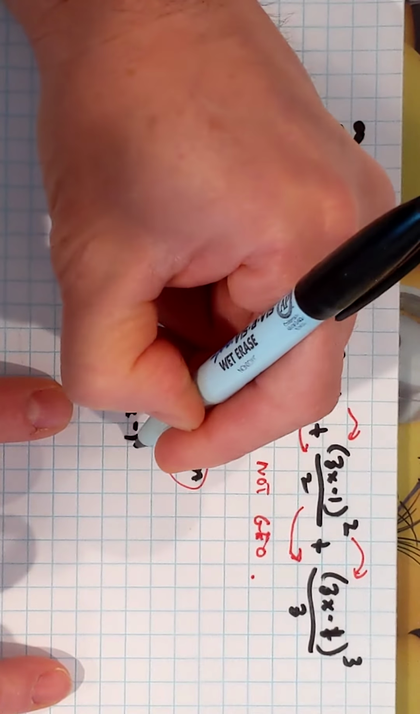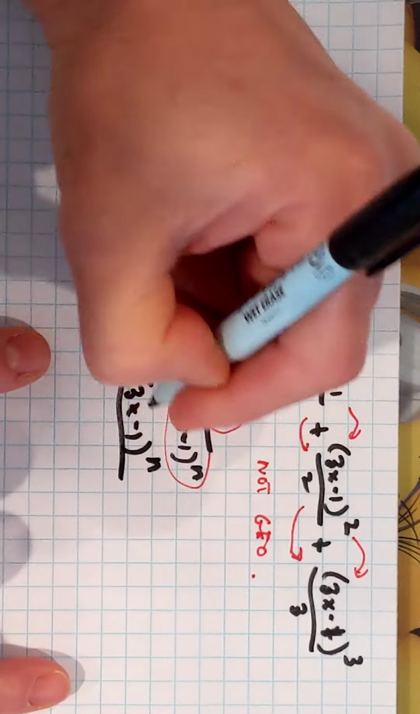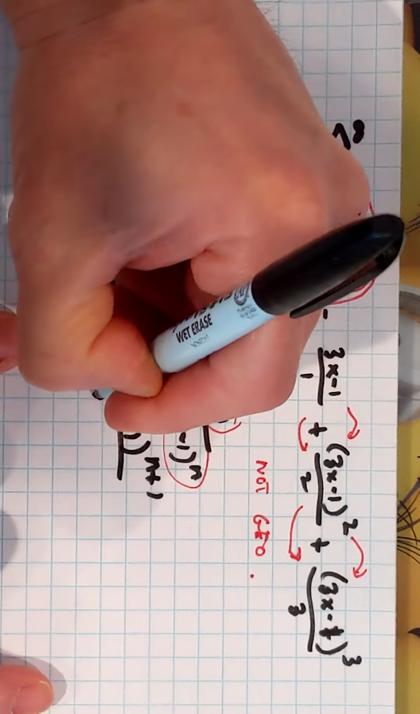3x minus 1. Sorry about the interruption. My wife just got home and the dog's going to bark.